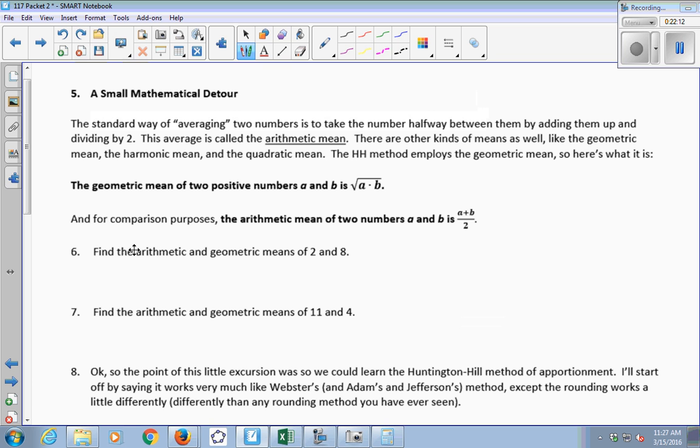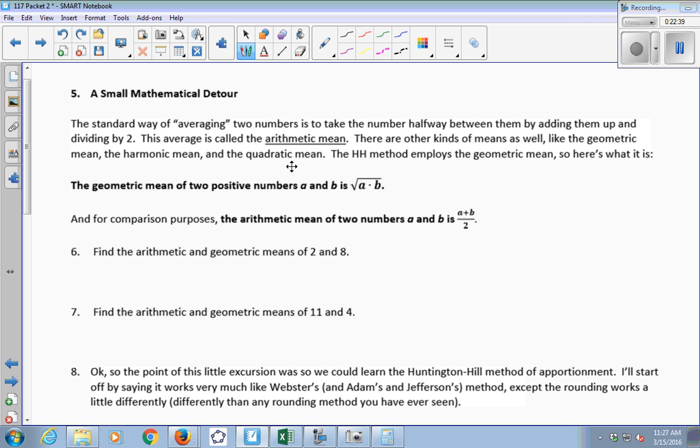All right, so before we can get into this method, we have to take a little mathematical detour because there's a little piece of the method that requires you to understand this, okay? So the standard way of averaging two numbers is to take the number halfway between them. And the way you typically do that is you add them together and you divide by 2, right? That's the standard way we average two numbers.